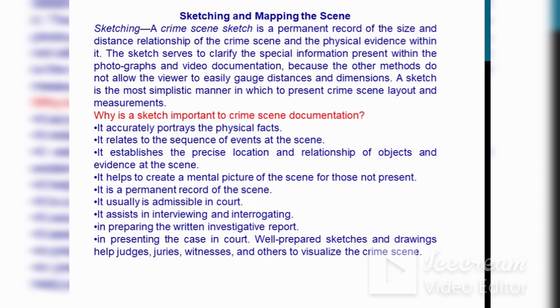Why is a sketch important to crime scene documentation? It accurately portrays the physical facts. It relates to the sequence of events at the scene. It establishes the precise location and relationship of objects and evidence at the scene. It helps to create a mental picture of the scene for those not present. It is a permanent record of the scene. It usually is admissible in court.